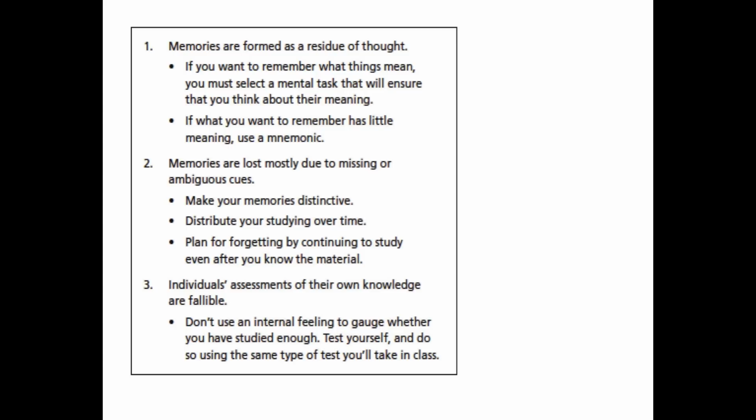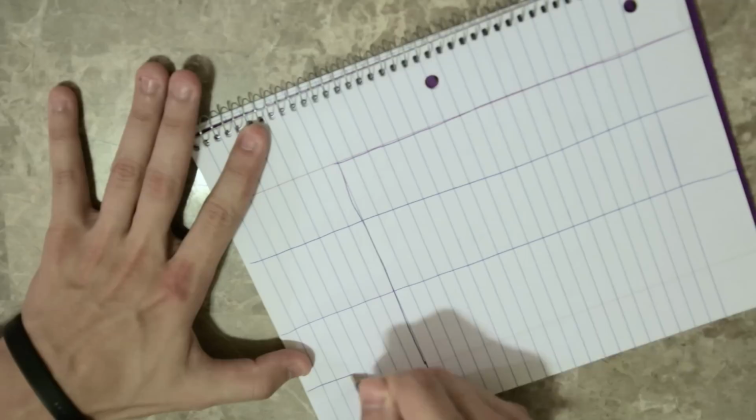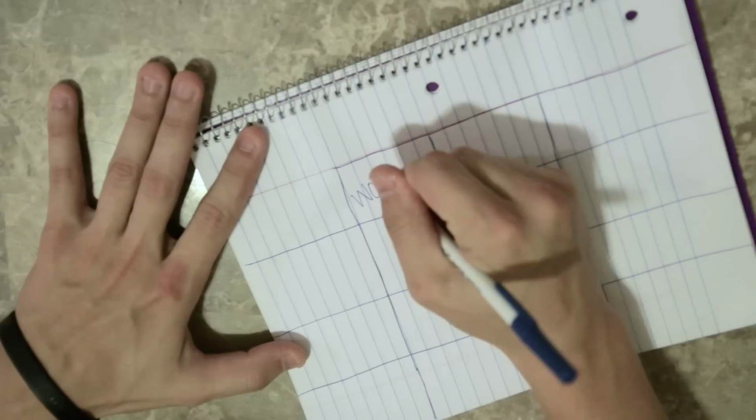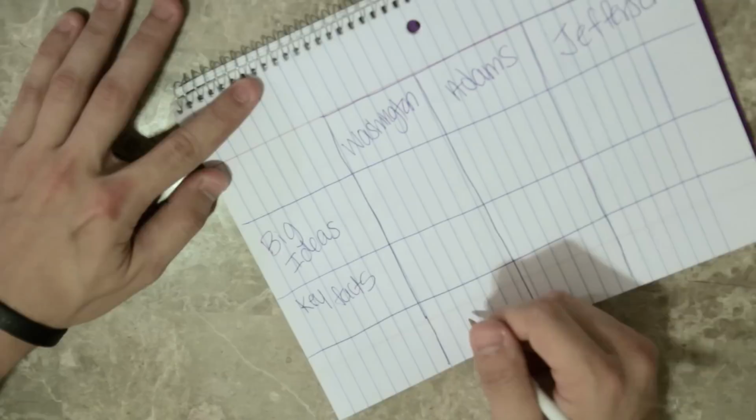So here we have different categories. We can compare people, places, and then different items. For example, in a history class, if we're looking at different presidents in early America, what we could do is use the top portion of our graphic organizer to put the presidents' names. And then on the side, we can compare major characteristics, such as big ideas, supporting facts or details, and maybe some vocabulary that would be good to look at for all of them.